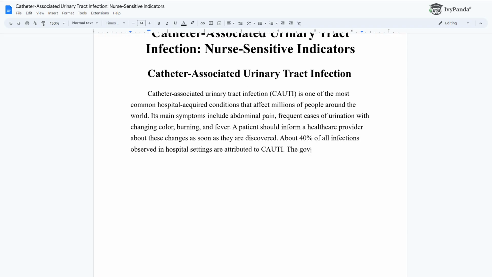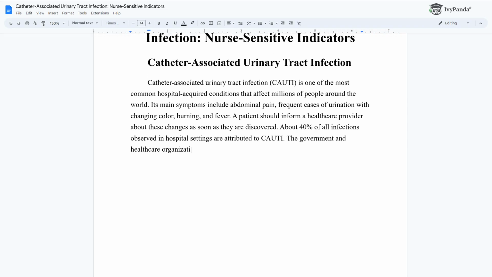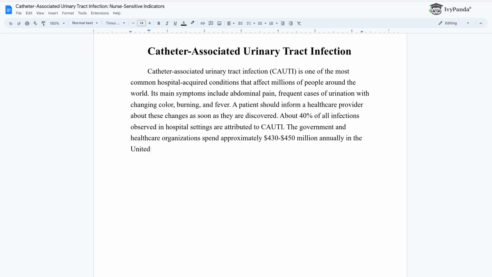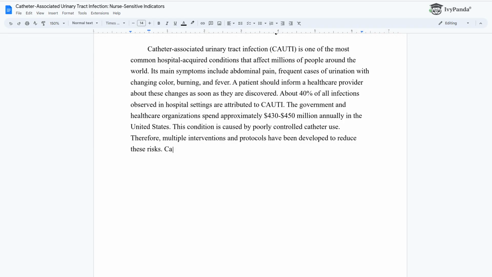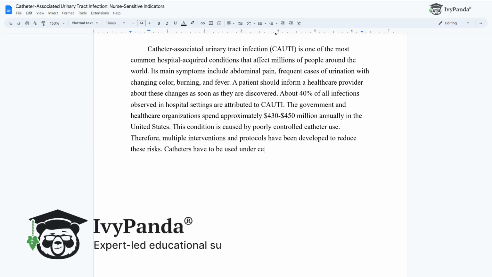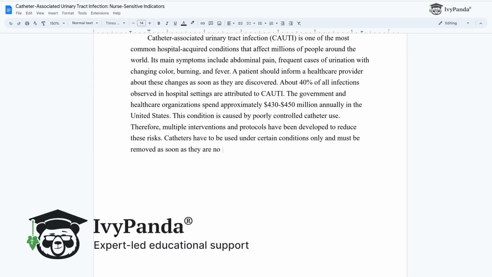The government and healthcare organizations spend approximately $430 to $450 million annually in the United States. This condition is caused by poorly controlled catheter use. Therefore, multiple interventions and protocols have been developed to reduce these risks. Catheters have to be used under certain conditions only and must be removed as soon as they are no longer needed.